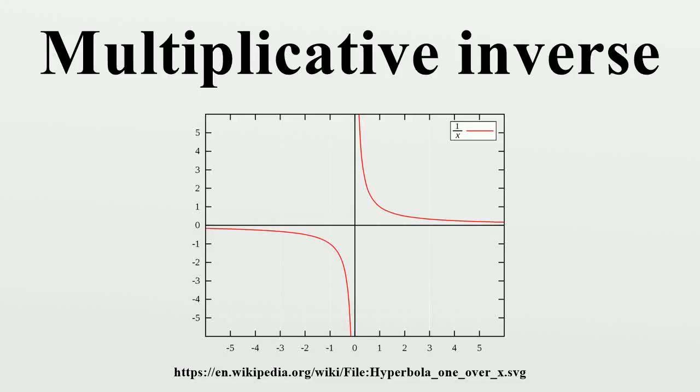In mathematics, a multiplicative inverse or reciprocal for a number x, denoted by 1/x or x^-1, is a number which when multiplied by x yields the multiplicative identity. The multiplicative inverse of a fraction a/b is b/a. For the multiplicative inverse of a real number, divide 1 by the number. For example, the reciprocal of 5 is 1/5, and the reciprocal of 0.25 is 1 divided by 0.25, or 4.